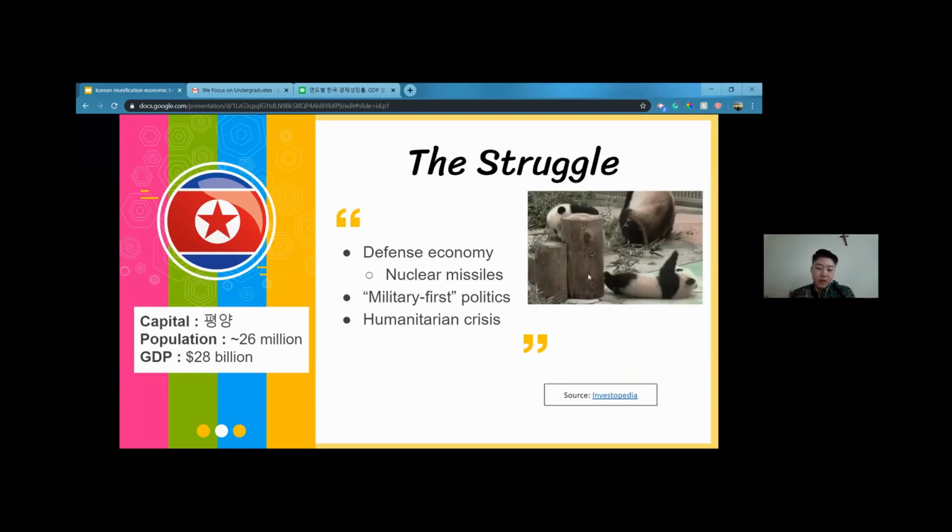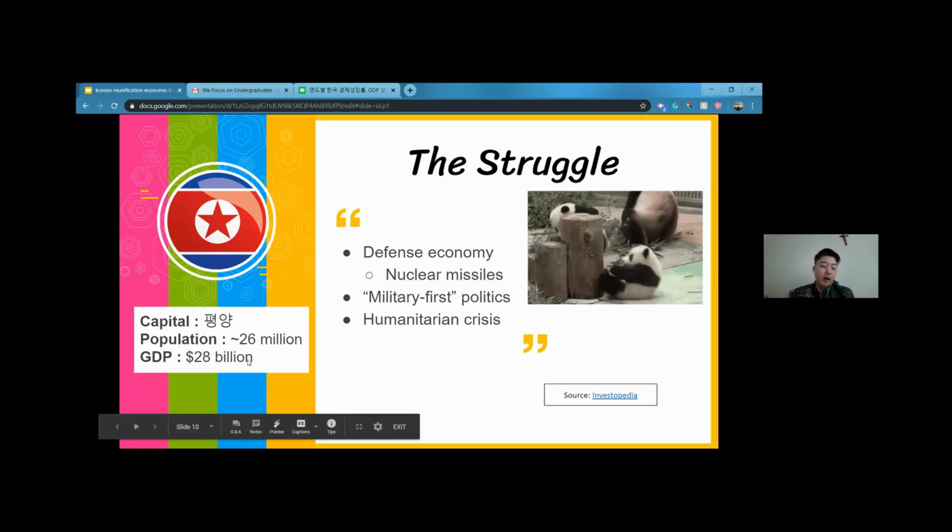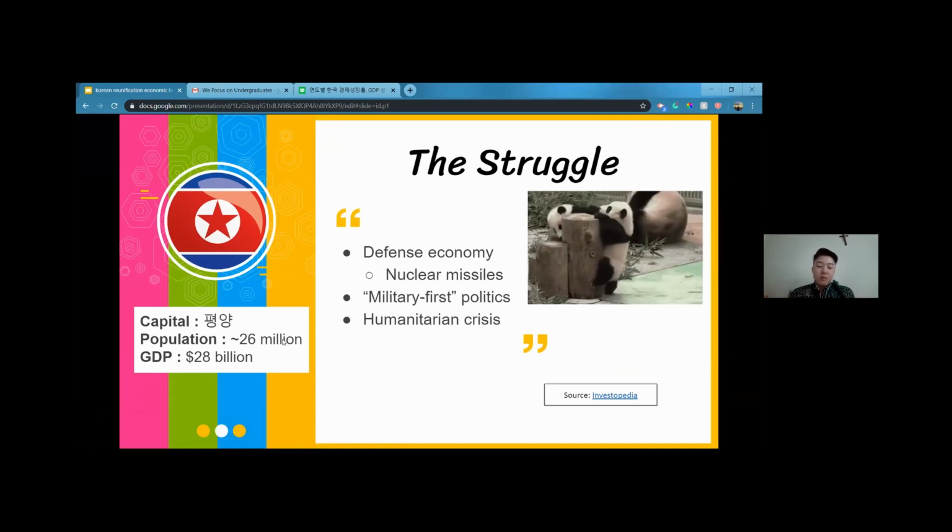Looking at their GDP, it's only $28 billion. If you do the math, that's less than 2% of South Korea's GDP. It's funny to say that though, because after the Korean War, they started out pretty good. They started out okay, but then their economy eventually tanked. It became really stagnant because they tried to prioritize their nuclear arsenal and their defense economy. That's when Kim Il-sung, Kim Jong-un's grandfather, prioritized this thing called military-first politics, which also focused on heavy industrial metals such as iron and steel.